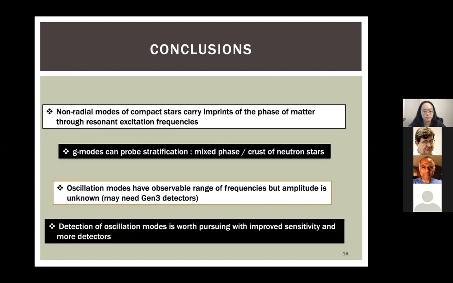Yeah, and I hope I've managed to pique your interest in G modes. There's still a lot of work to be done developing this, and I think it's worth pursuing, especially as detectors with improved sensitivity and other detectors come online. So thank you, and I'm happy to join the discussion now.